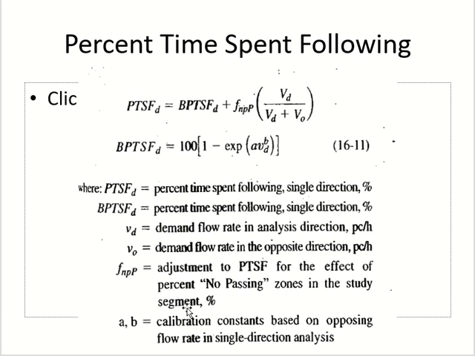The equation is basically 100 times 1 minus e to the power of a multiplied by Vd to the power b. Vd is the flow rate in your direction, where you are calculating the level of service. A and B are constants. They have a table. I will show you the table. Once you have BPTSF, you go to the first equation, insert the value over there, and you can find out PTSF.